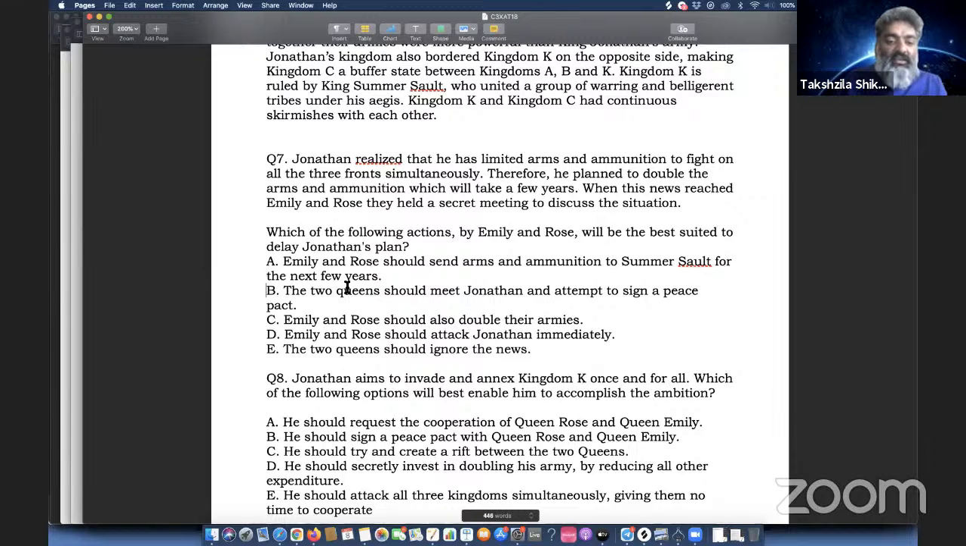Ram says B should meet and sign a pact, but 2 should be correct. What apps? Sharwani says D. Vishal says D. Rohan says B. Okay, tell me something.